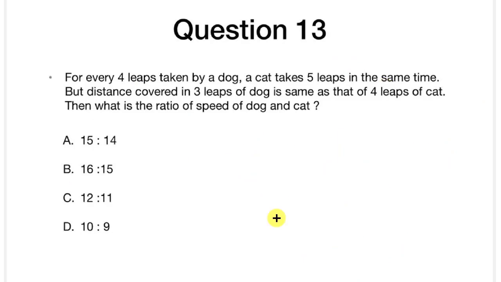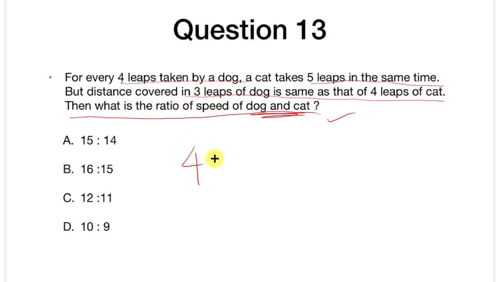Hello friends, the next question is, for every 4 leaps taken by a dog, a cat takes 5 leaps in the same time. And the distance covered in 3 leaps of the dog is the same as 4 leaps of the cat. Then find the ratio of speed of dog and cat. This is an easy basic sum friends. So we need to take it like this.